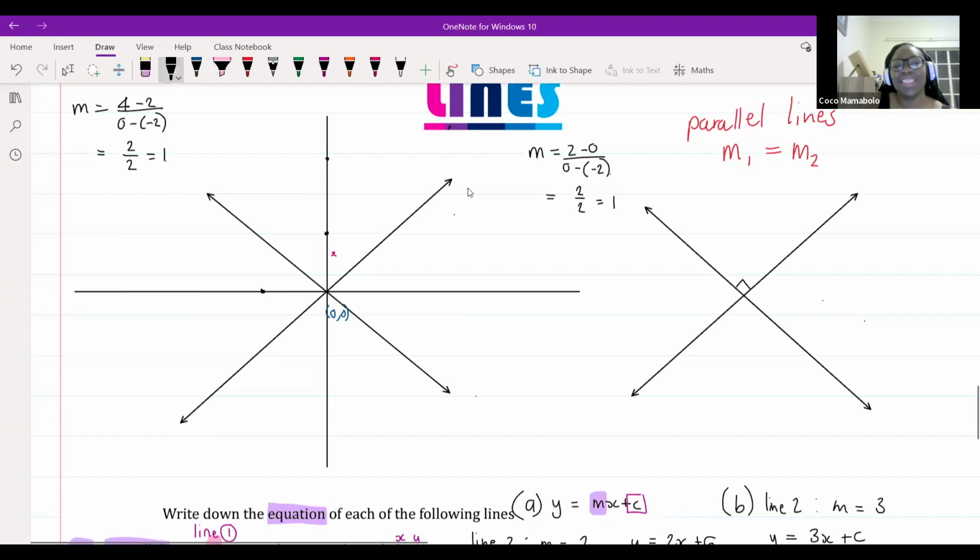All right. So if I tell you guys that the point on this side is 1 and 1, and the coordinate that I have on this side is -1 and 1, we're going to call this line 1, and we're going to call this line 2. Can we calculate the gradients of line 1 and line 2? What are we going to get? The gradient of line 1.